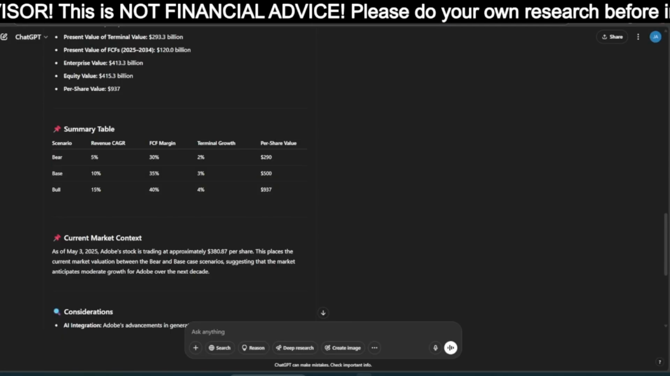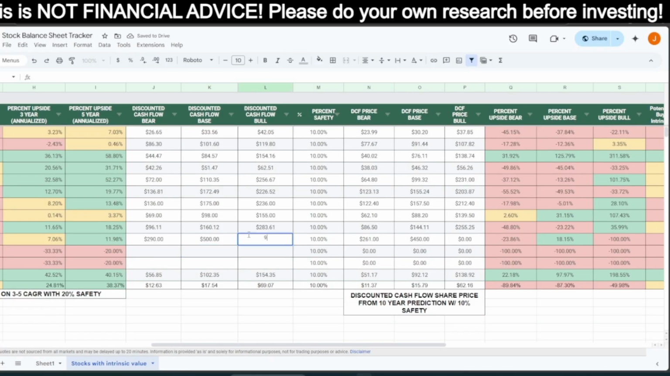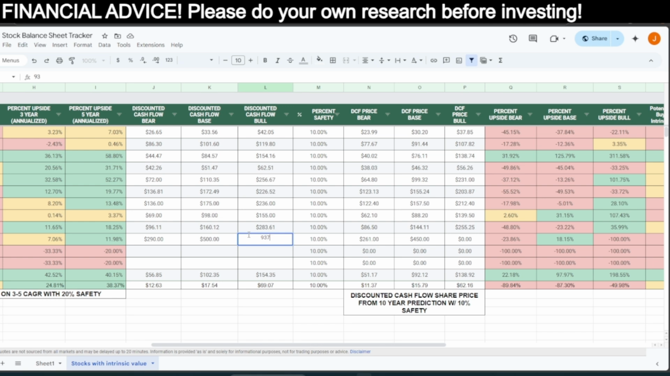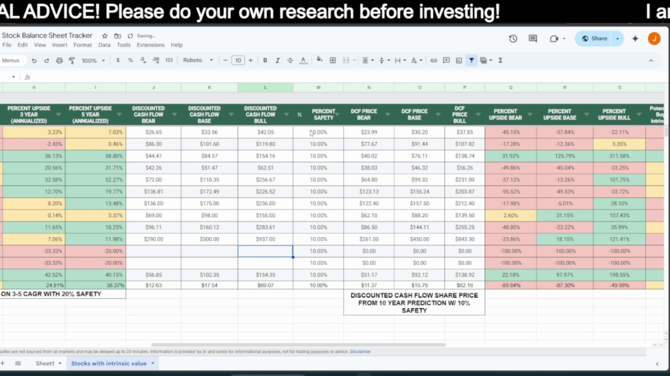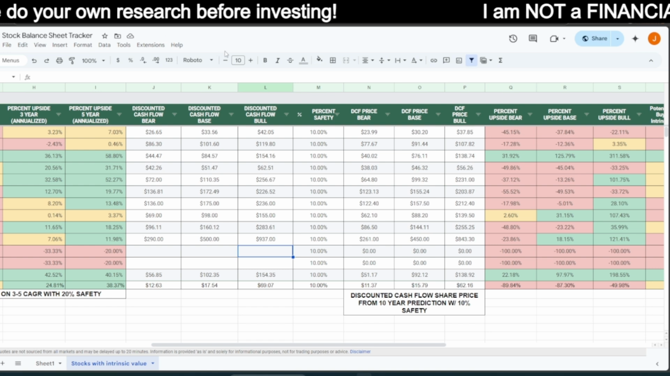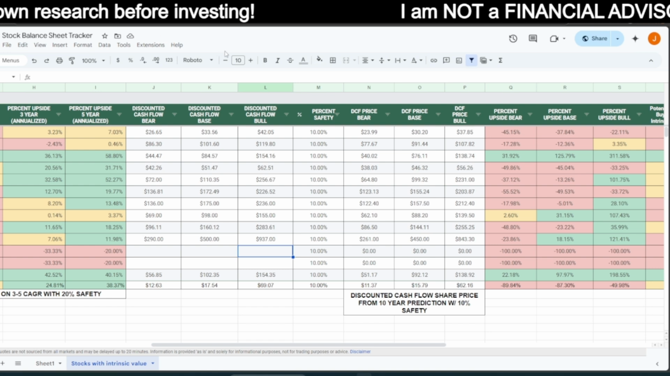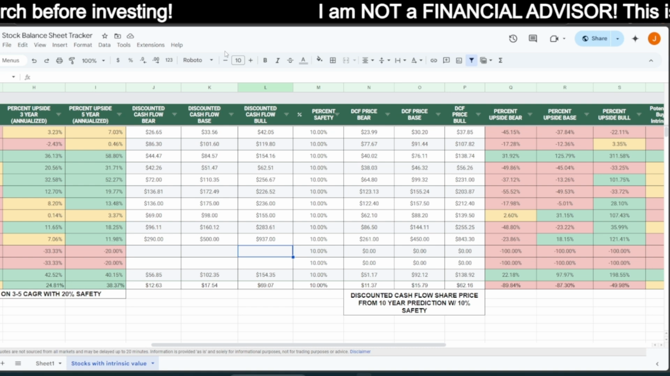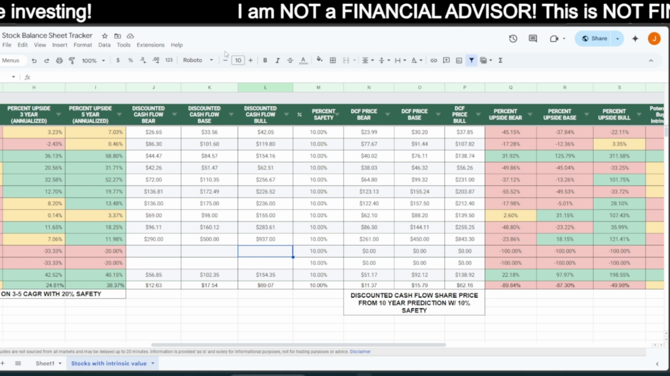And the bull case, they said, is $937, which is crazy. Good return, about $937. Now, what you'll see here is that ChatGPT and AI are in the early stages of the market right now in the development of the future. It obviously can make mistakes. We've learned that so far.